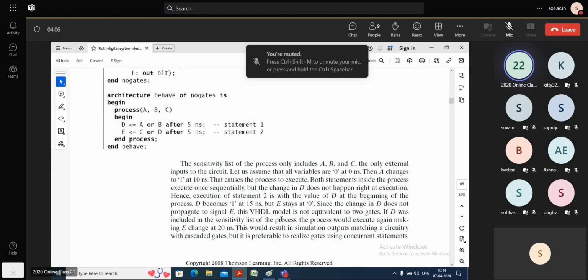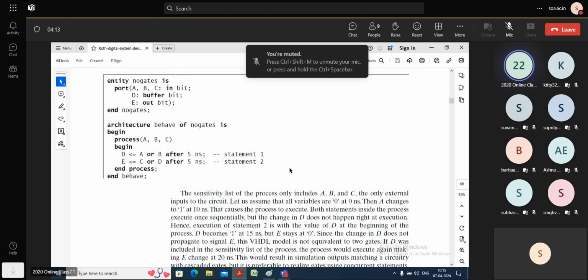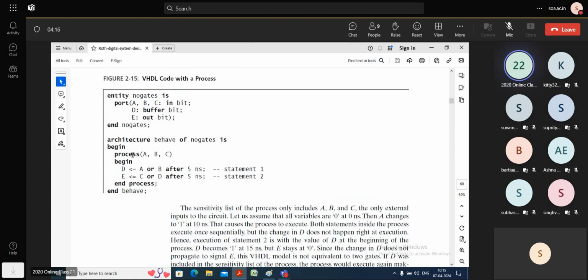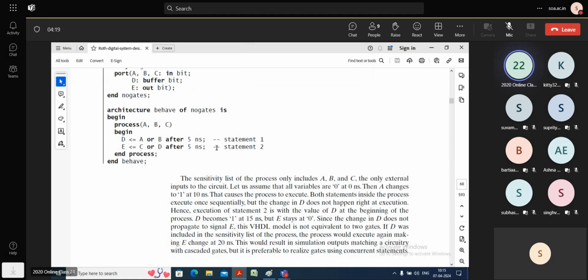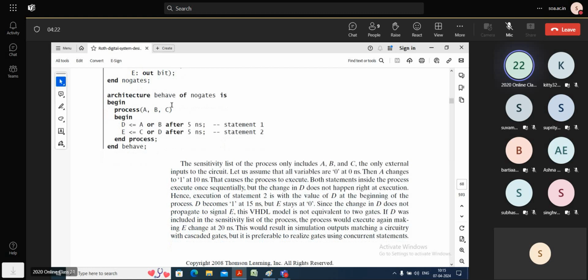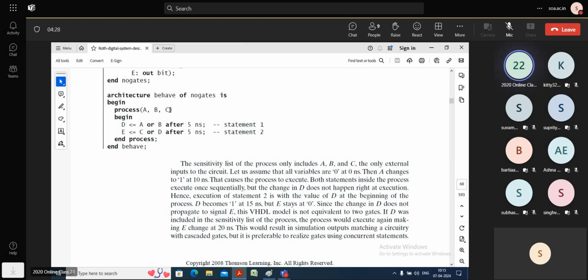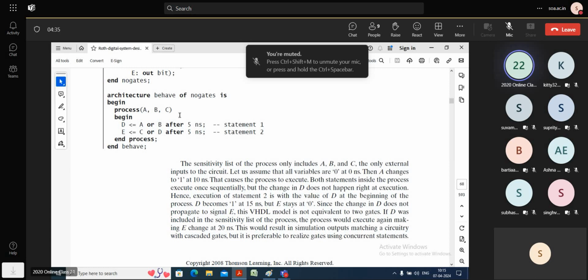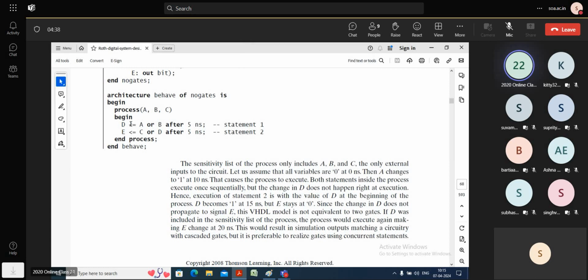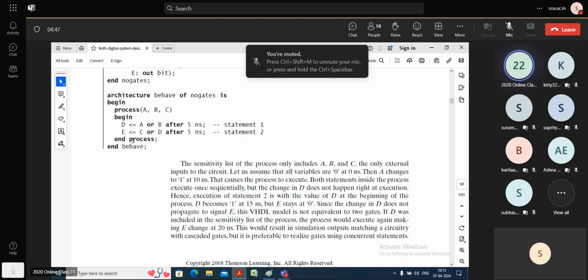That's what we are saying here: if you are using the process for combinational logic, we should be careful. Here what we need to do is include D in the sensitivity list. If we include D in the sensitivity list, then what will happen? If any change to D happens, this will cause the process to execute once again. So whenever the value of D becomes 1, there is a change to D, so the statements will be executed once again, and the value of E will also change to 1 at 20 nanoseconds.